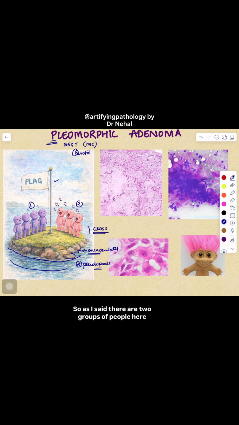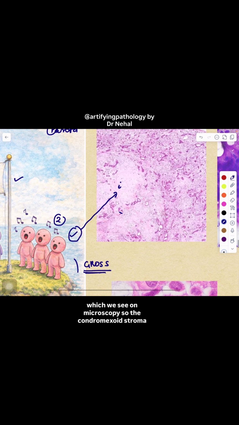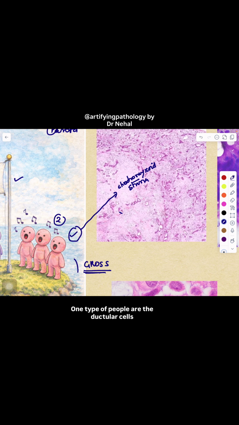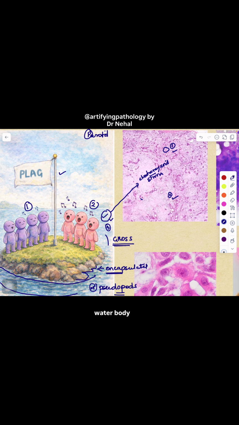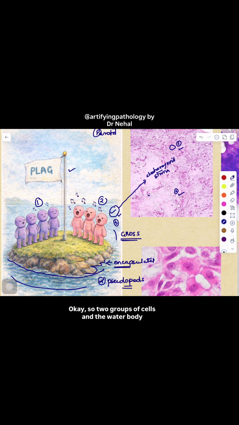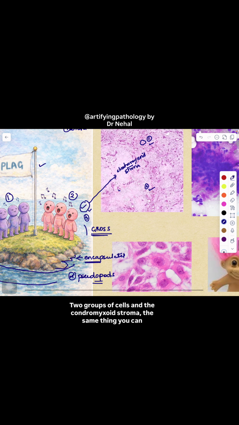So as I said, there are two groups of people here and there is a water body. The water body is the chondromyxoid stroma, which we see on microscopy. One type of people are the ductal cells. The second type of people are the myoepithelial cells, which are compressed cells. And the third thing is our ocean or the water, which is the chondromyxoid stroma. So there are three important things in morphology. One are the ductular cells, the second is the myoepithelial cells, and third is the water body. So two groups of cells and the chondromyxoid stroma.